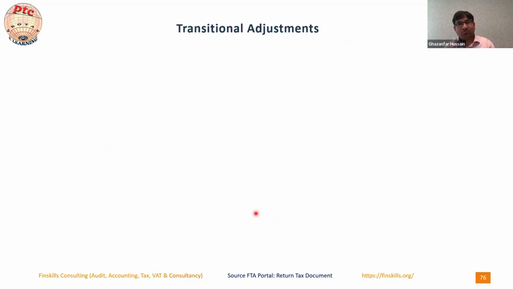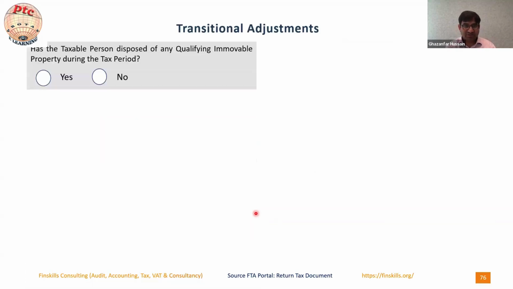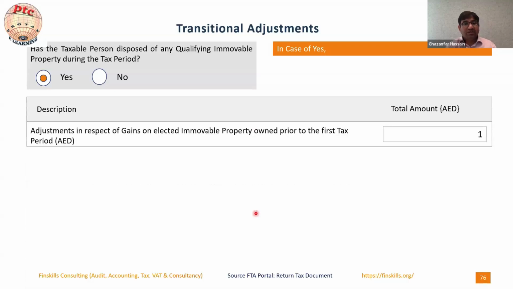Anyhow, let's move to the next point, that is a transitional adjustment. Again, we will not see the transitional adjustment in detail. This is one of the additional topics that we have not seen so far. Next, qualifying immovable property. Here you will have the understanding purpose. Now, if we say yes, the below information will appear.